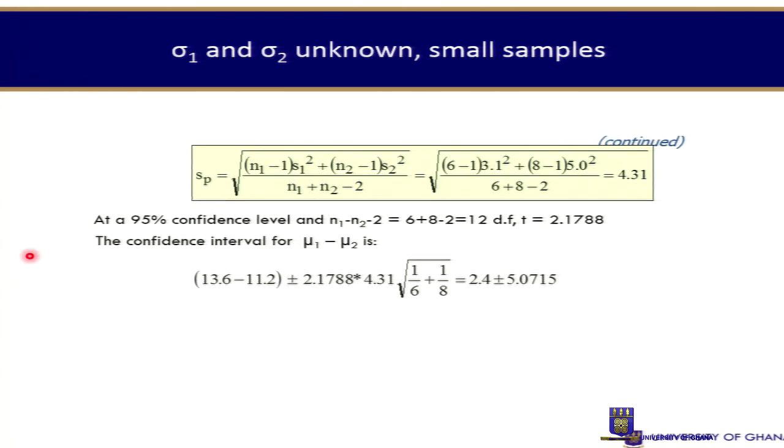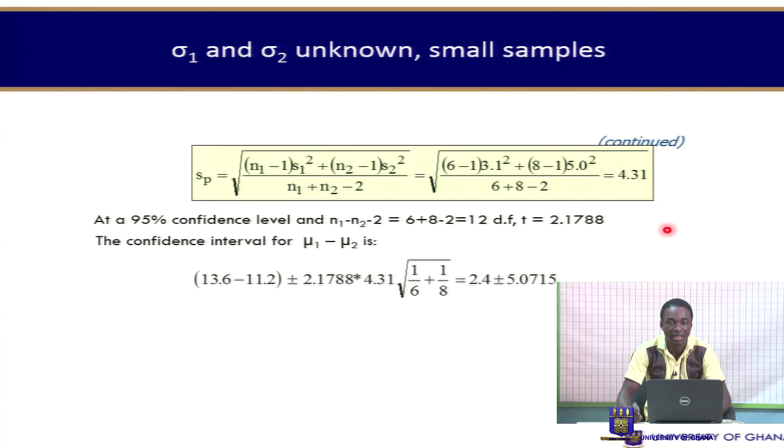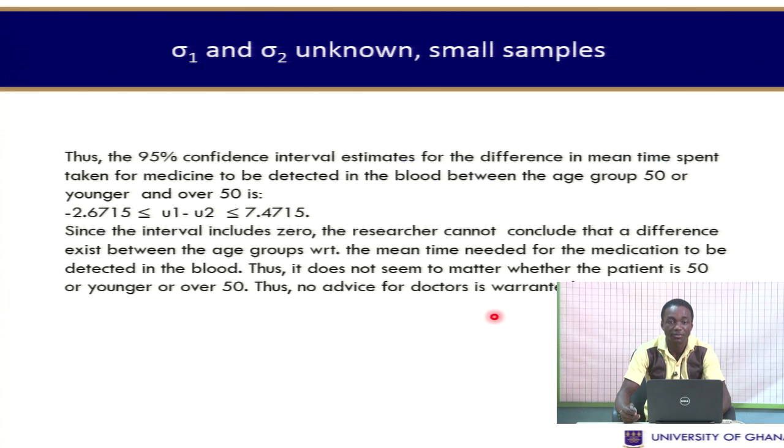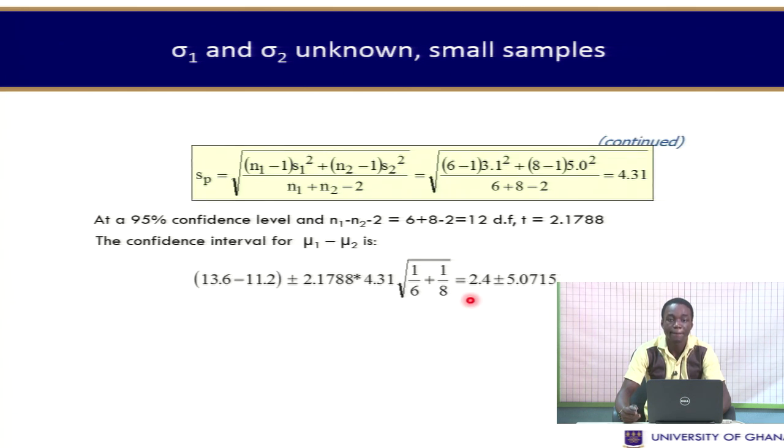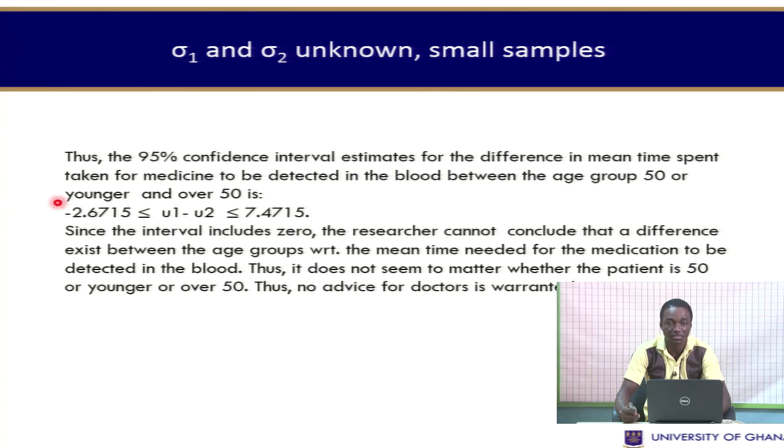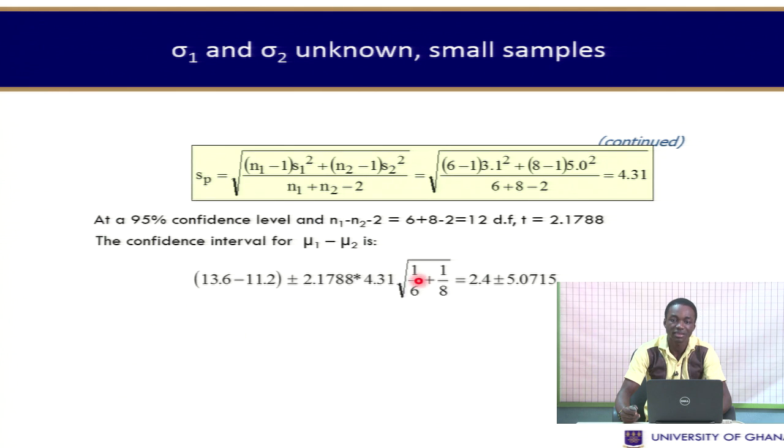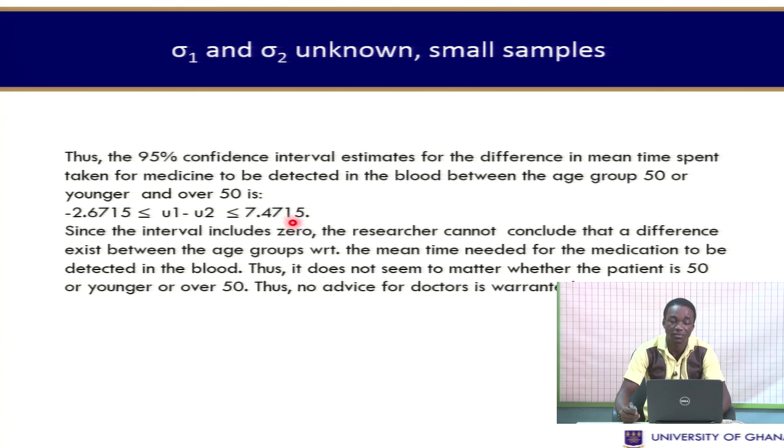to 7.4715 minutes. From the calculations, we realize that we have a pooled standard deviation of 4.31 and a t value of 2.1788, as in t alpha over 2 with 12 degrees of freedom. Therefore, calculating our confidence interval gives us 2.4, the difference between the means, plus or minus 5.0715. So we have a lower bound of 2.4 minus 5.0715, which gives us negative 2.6715, and an upper bound of 2.4 plus 5.0715, which gives us 7.4715.